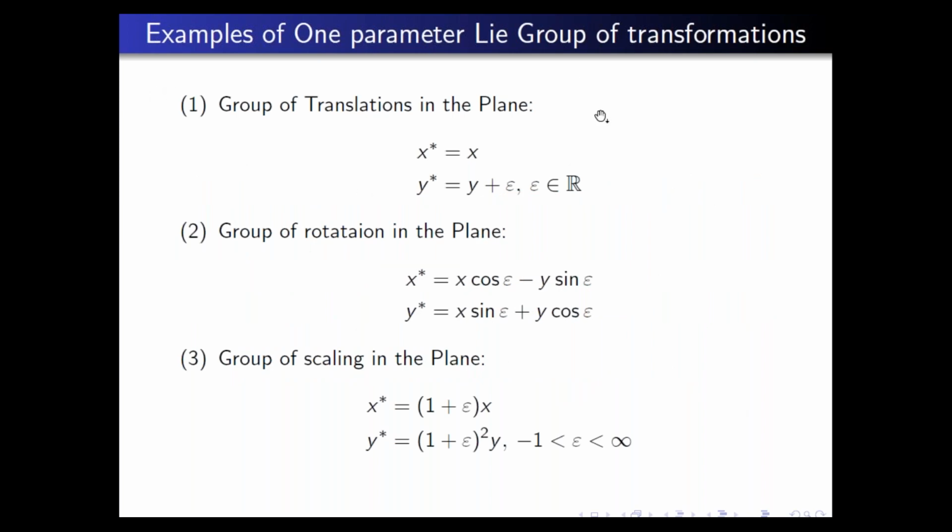Now let us take some examples of one parameter Lie group of transformations. First example is the group of translation in the plane, where x star is defined as x, y star is defined as y plus epsilon, where epsilon belongs to R. Second, group of rotation in the plane, where x star is defined as x cos epsilon minus y sin epsilon, y star is defined as x sin epsilon plus y cos epsilon. Third, group of scaling in the plane. Here, x star is defined as (1 plus epsilon) x, and y star is defined as (1 plus epsilon) whole square y, where minus 1 is less than epsilon less than infinity.